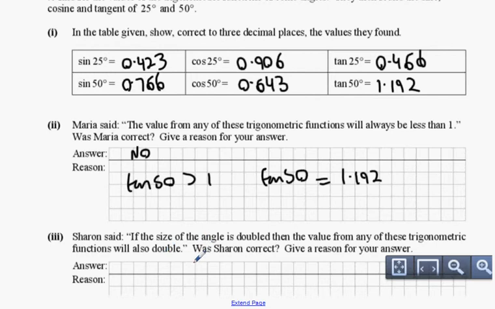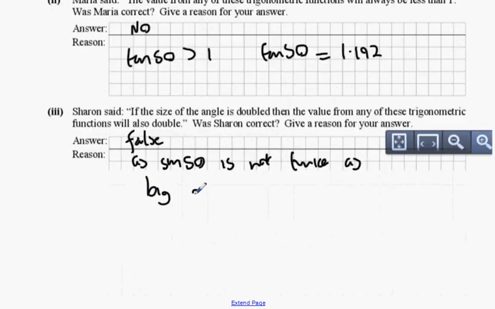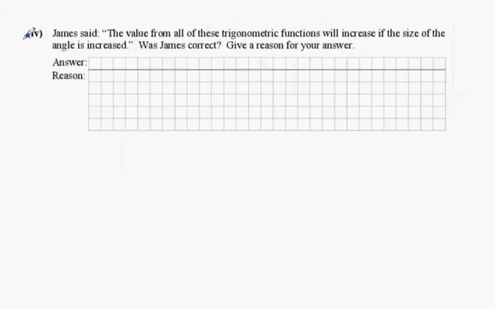Okay. Sharon said if the size of the angle is doubled, then the value of the function will also double. True or false? False, because is sine 50 twice as big as sine 25? False, as sine 50 is not twice as big as sine 25. Everybody alright with that? Okay, next part after that.